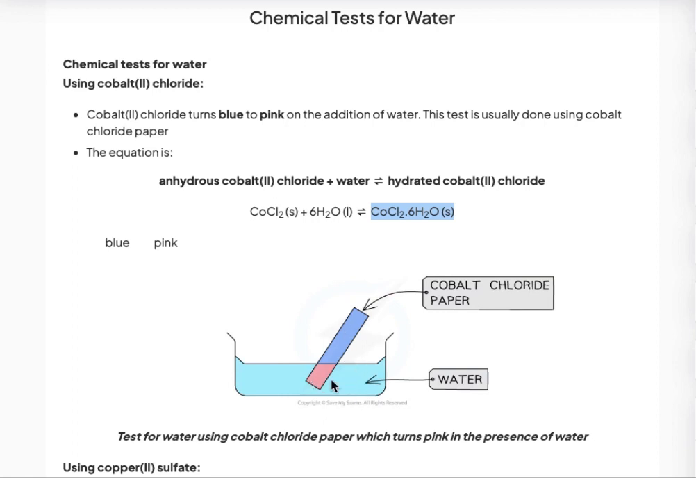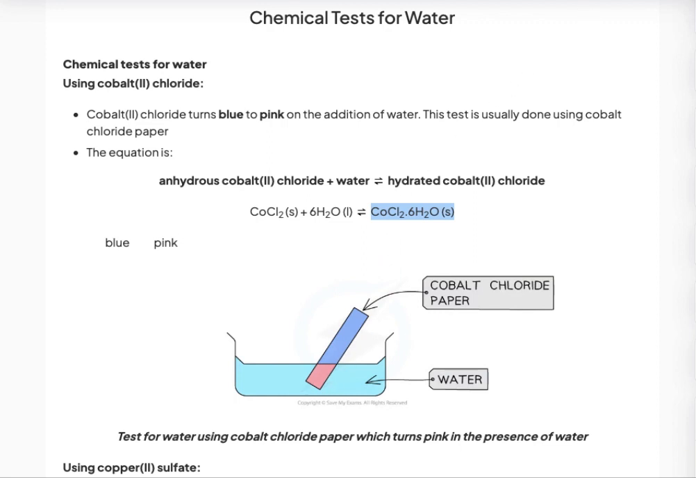Look at the reaction. This is a trough of water, or a basin of water, and you dip a cobalt 2 chloride paper, which is blue, into this water, and you see the part that has touched the water begin to change to pink. So this is the test for water using cobalt 2 chloride paper, which eventually turns pink whenever it's dipped into water. This is how we test for water.